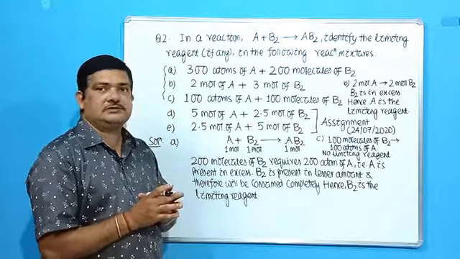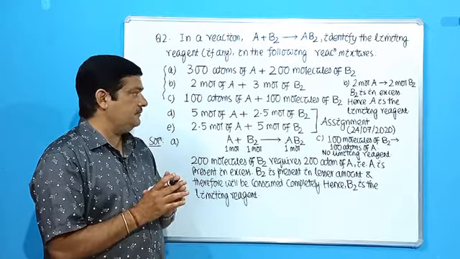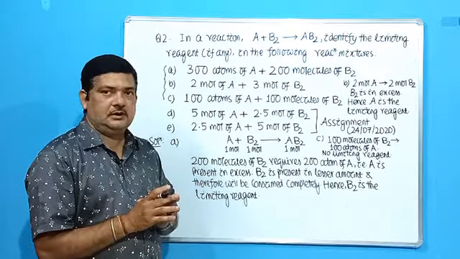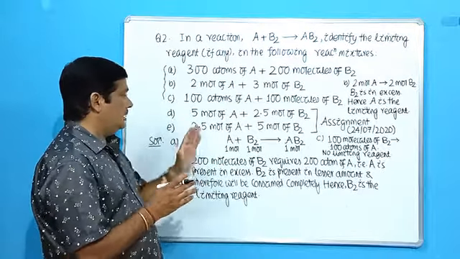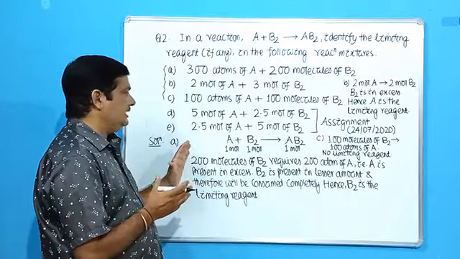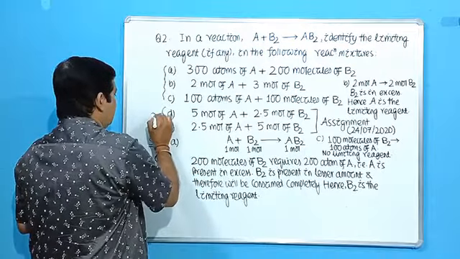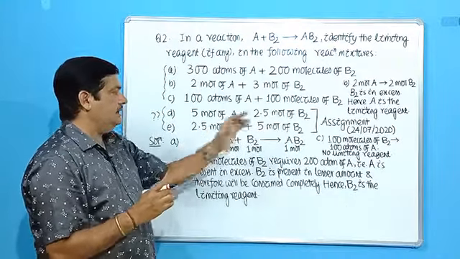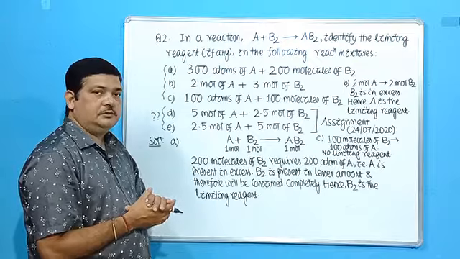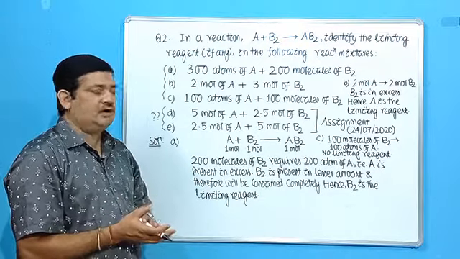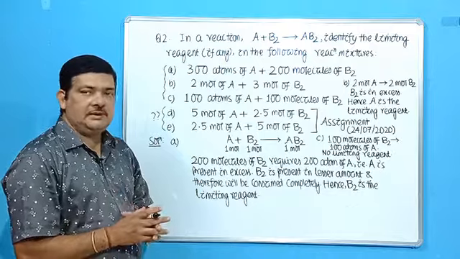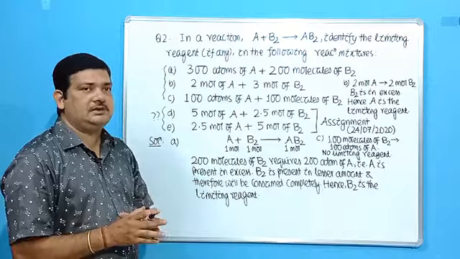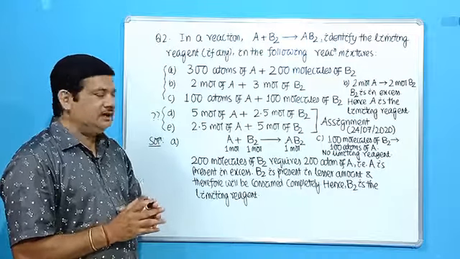Okay. So this is how you have to solve the numericals. I think you must have understood how the numericals in limiting reagents are solved. Okay. So as I told you, you have to solve these two, D and E, and send it to me as the assignments. 5 moles of A and 2.5 mole of B2. So you have to find out which is present in lesser quantity, and therefore will be the limiting reagent because it will be consumed completely before the due time.